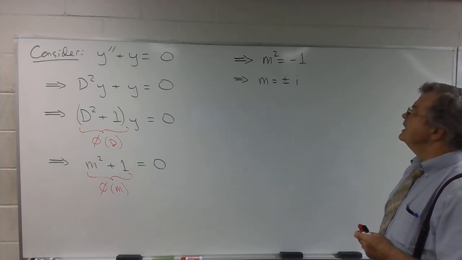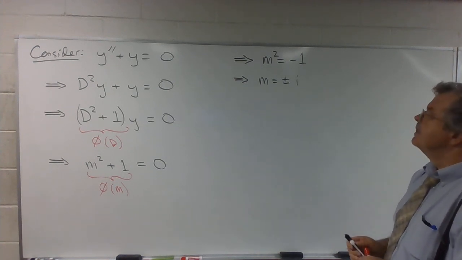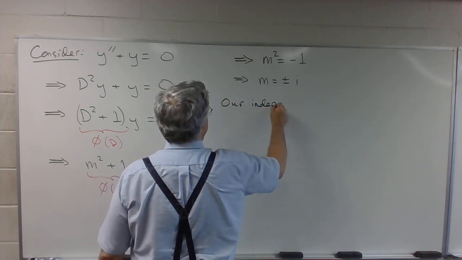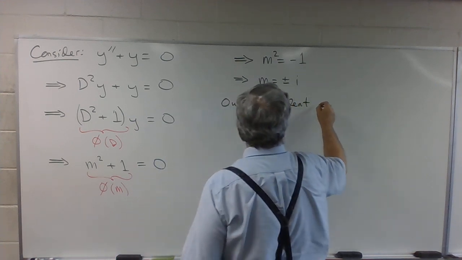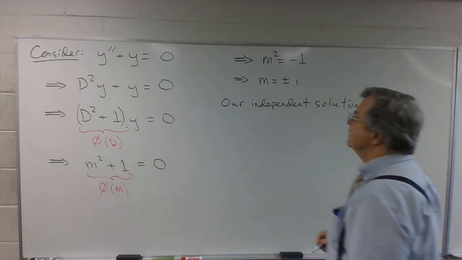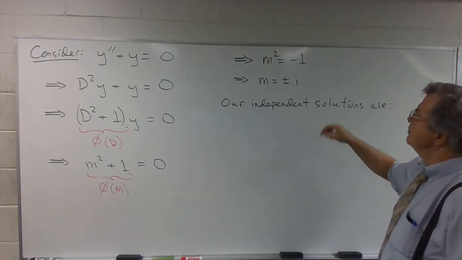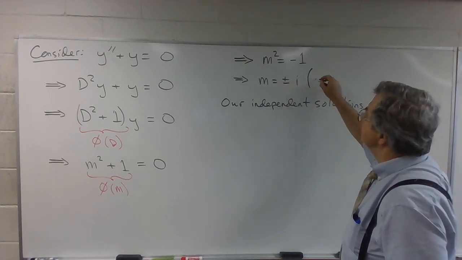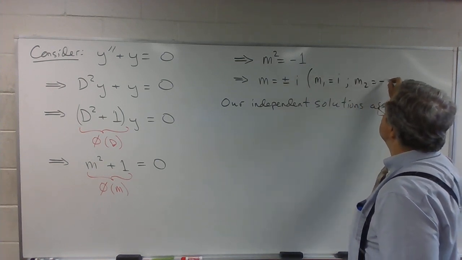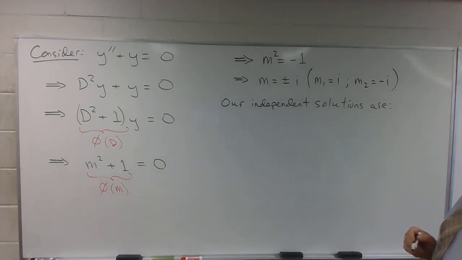Heavens to Murgatroyd, we have imaginary roots. Now, before I write down what my independent solutions are, let me give each of these roots a name. I have two distinct roots. I ought to get two independent solutions.